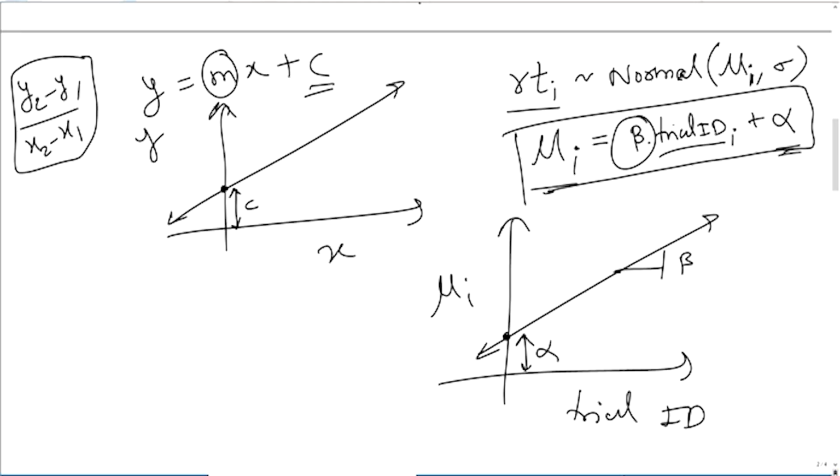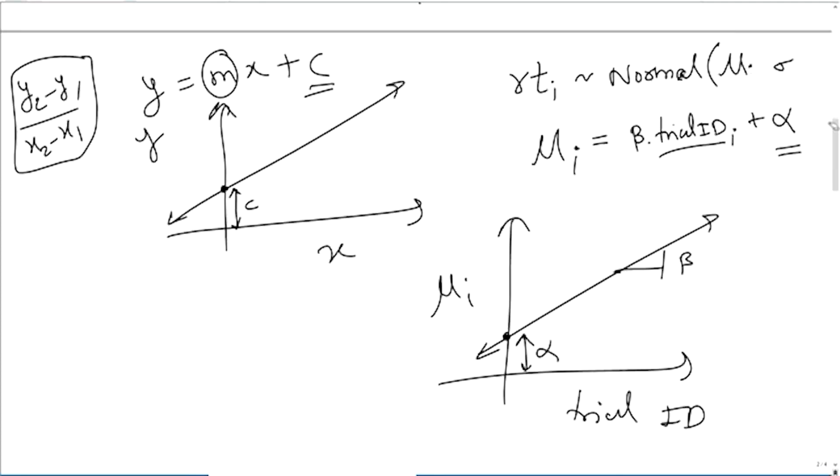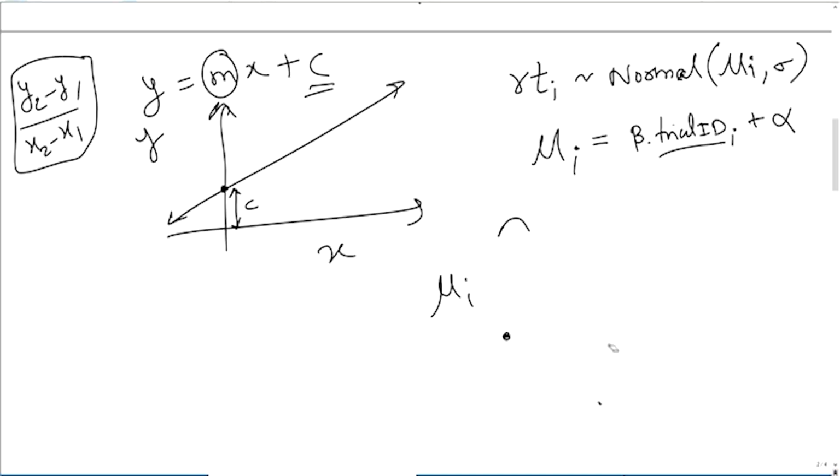And beta tells you to what extent the average reaction time, basically mu I, changes with respect to trial ID. To what extent average reaction time changes as trial ID changes, that's what the parameter beta indicates. So this is what we have done. We have changed our model, or our likelihood function to be more precise. We have changed our likelihood function to this.